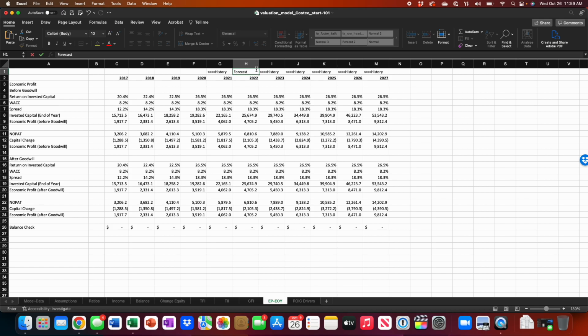So in about an hour, we have created for Costco a forecast based on ratios and assumptions for the next 6 years of their income statement, balance sheet, economic statements, and cash flow statements. Okay? Questions about anything we've done so far?